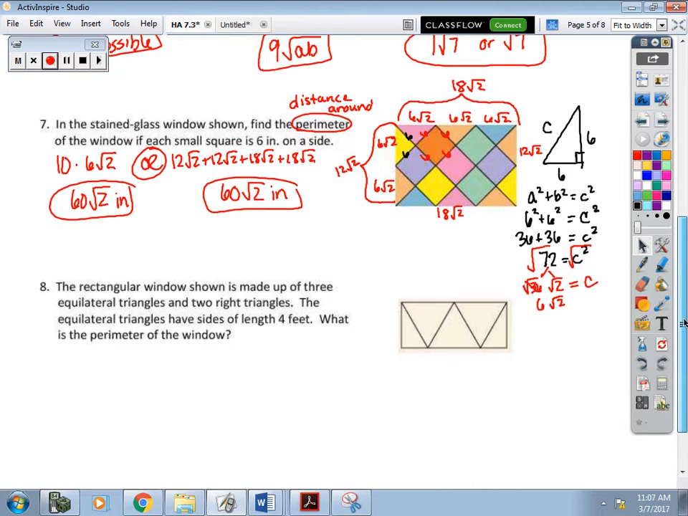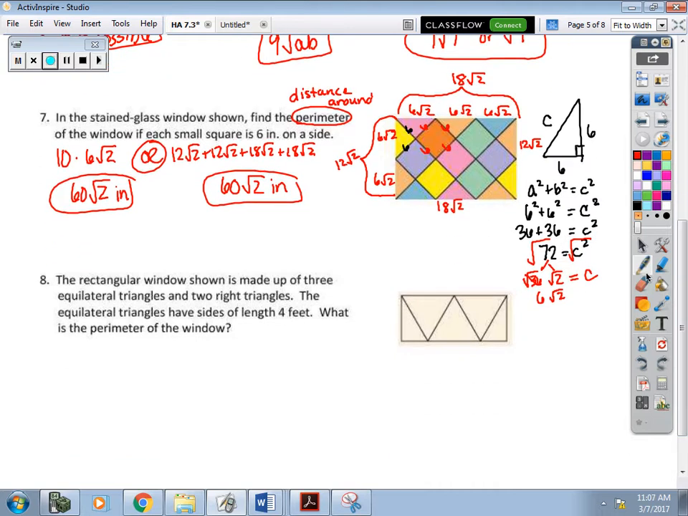The next one, also a geometry example, says a rectangular window shown is made up of 3 equilateral triangles. Who remembers what an equilateral triangle is? All the sides are equal, or congruent, or all the same length. Also, your angles can all be the same. Remember, there are 180 degrees inside of a triangle, so if you divide by 3, each angle would be 60 degrees.